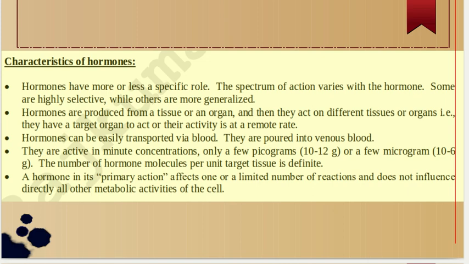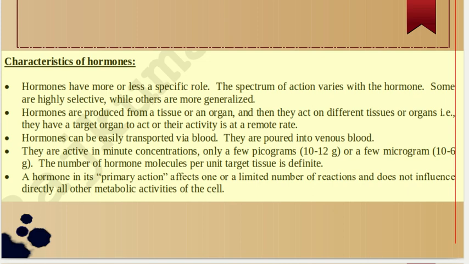Hormones are transported via blood, as we know that hormones are secreted by endocrine glands or ductless glands. They are poured into venous blood. So the hormones are active in very minute concentration, that is, in trace concentrations. Only a few picograms, that is 10 to the power of minus 12 grams, or a few micrograms, that is 10 to the power of minus 6 grams. The number of hormone molecules per unit target tissue is definite.